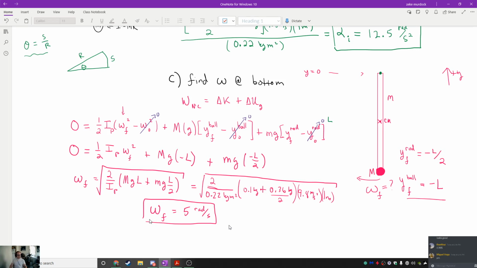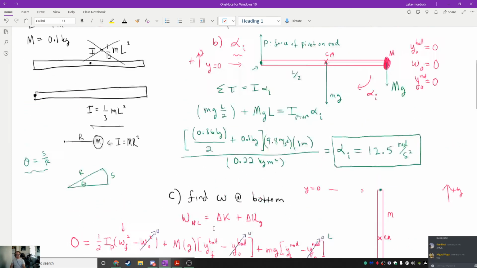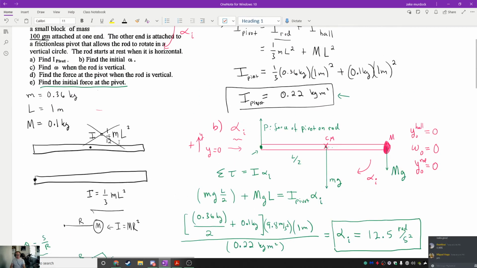Okay, anyone have any questions? Okay, that's just part C. We still have 2 more parts to do. The next question is to find the force at the pivot when the rod is vertical. This problem is really good because it kind of covers a lot of topics all at the same time.